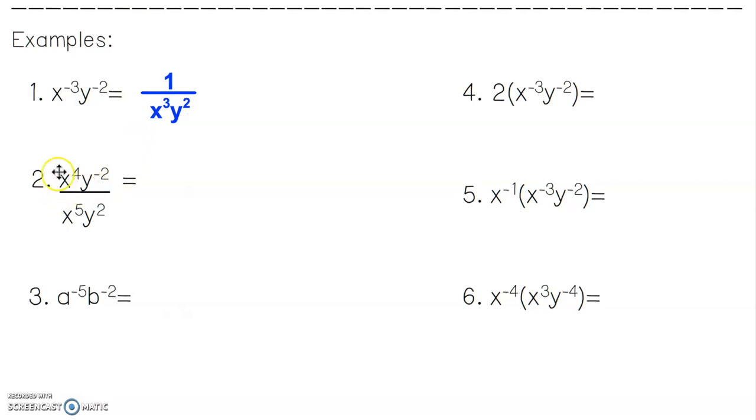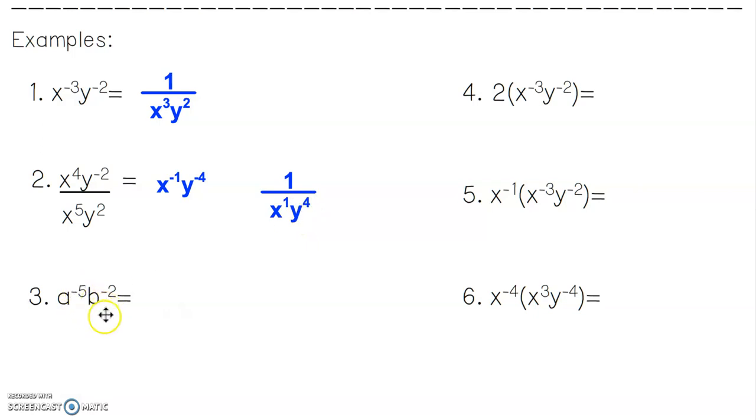We can also use our rules the exact same way with negative exponents. So we have our quotient rule here. 4 minus 5 is x to the negative 1. Negative 2 minus 2 is a negative 4. And now we need to get rid of those negative exponents. So that becomes 1 over x, y to the 4th.